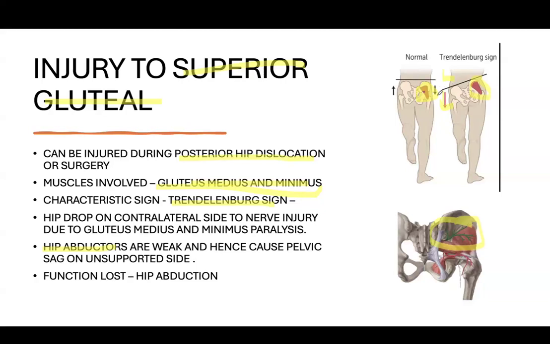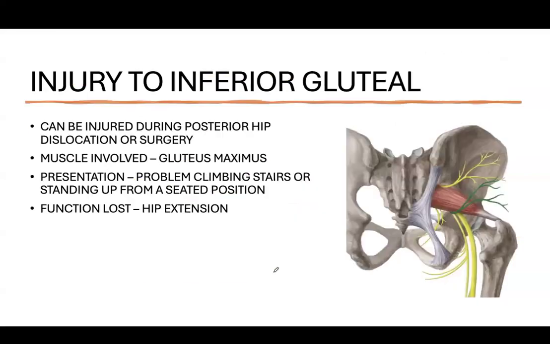with hip drop. So basically, think of it as someone like a waddling duck, not similar to a waddling duck, but it's like their hips moving up and down. The waddling thing is its own gait. Forget about it. But his hips or her hips would be moving up and down if they have injury to the superior gluteal nerve. The function loss would be hip abduction, obviously.